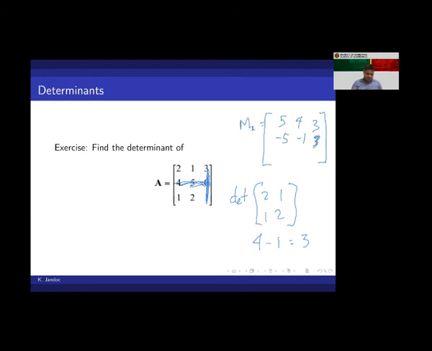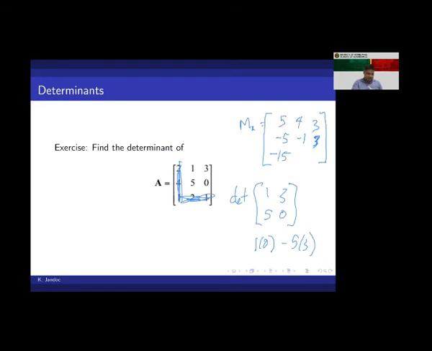Okay, and then the next one, I have to delete this row and then this column. So the third row and the first column. And so I'm left with the matrix 1, 3, 5, 0. So 1 times 0 minus 5 times 3. So this is negative 15 over here.